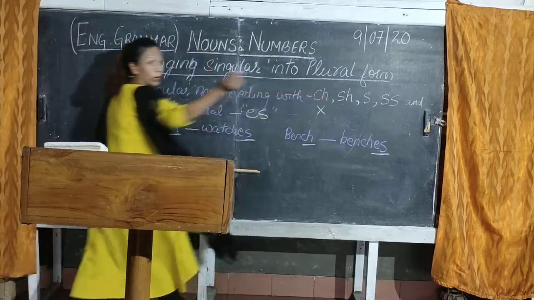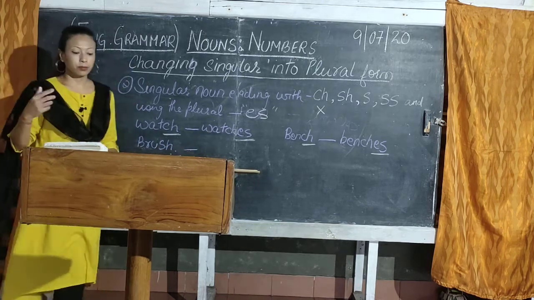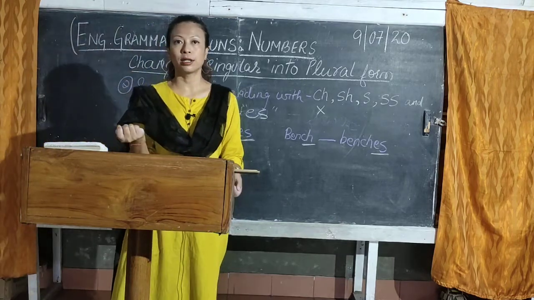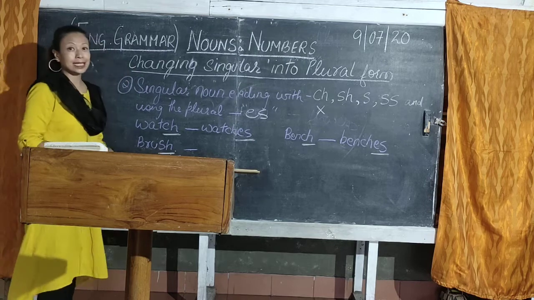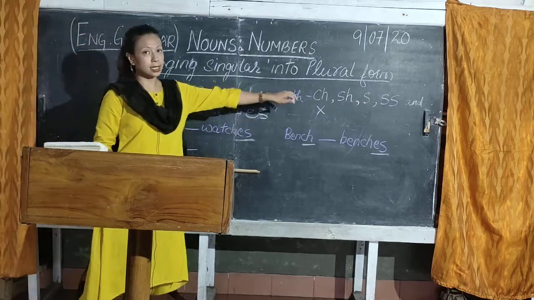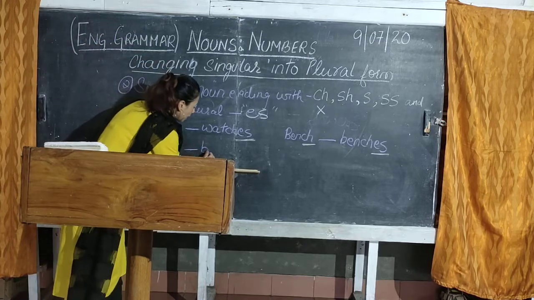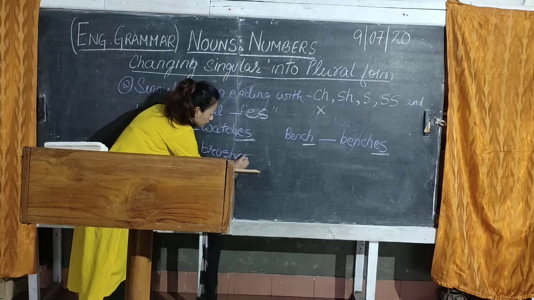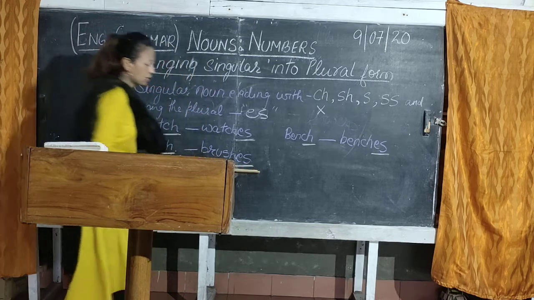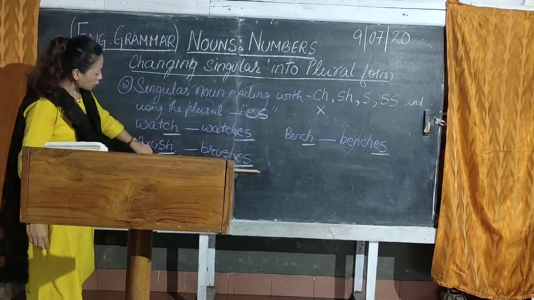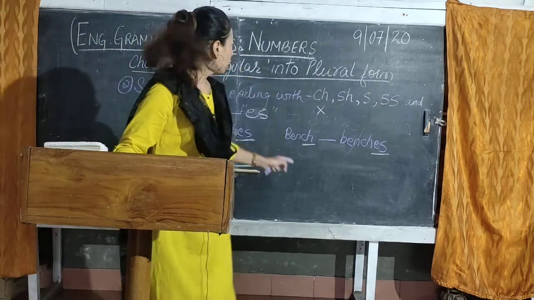The next one, brush. Any brush, paint brush, toothbrush. For brush, you see sh. To change this into a plural form, you have to add es. It is brushes. Did you see all of this? So for every ch, sh, you are adding es. Let's take another example for s.